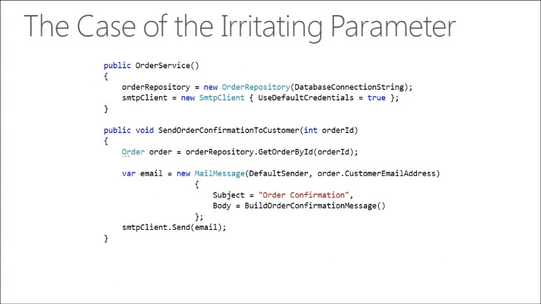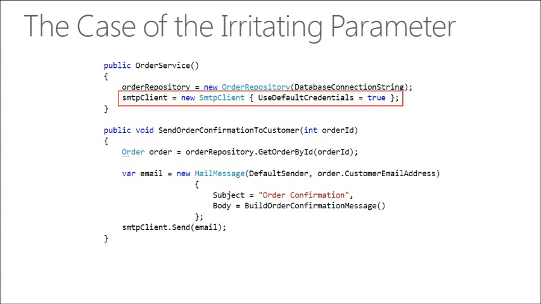The next case is the case of the irritating parameter, because this is all well and good if you own the class. I order service is my class. I can extract an interface from it. So my order service class now implements I order service. But that doesn't work if it's a .NET class which is sealed. I can't go in and extract the interface from it and change it. Which is really common. I mean, SMTP client. I can't change that in any way at all. So how am I going to get at that?